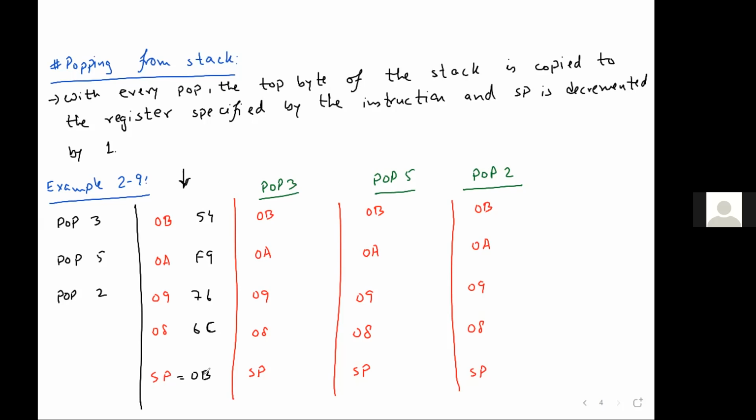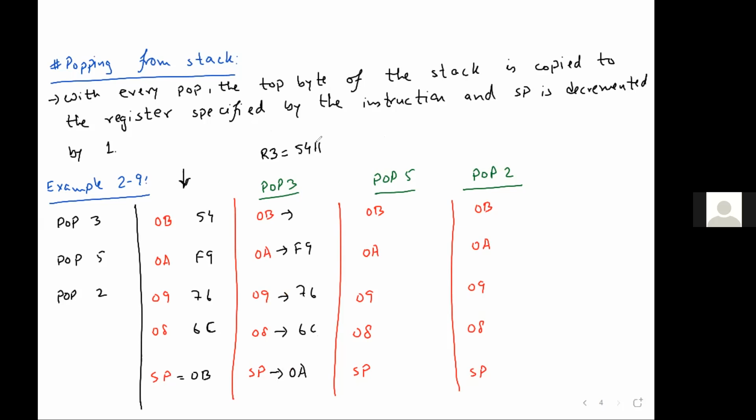If that is the case, then when we go for pop 3, what will happen? So 54 will be copied to register R3. Exactly, 54 will be copied to register R3. So your R3 will contain the value 54 hex, and this one will be empty. Your 0A will still contain F9, 09 will still contain 76, 08 will still contain 60, and what is the value of stack pointer? 0A. Exactly, very simple, 0A.